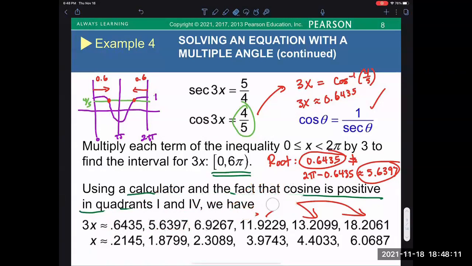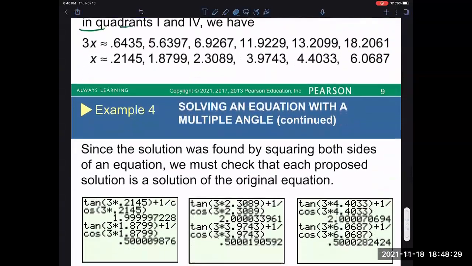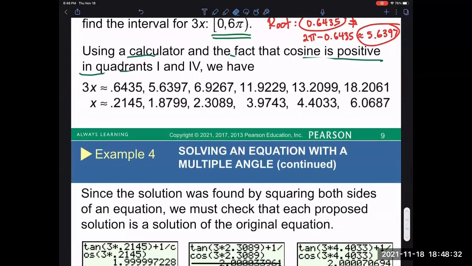These are 6 values where if 3x is equal to those 6 values, then you'll get 4/5 out of the cosine function. So then lastly, to get that in terms of x, they take all 6 of those and divide by 3. So if you took everything there and divide by 3, then you get these 6 solutions here.